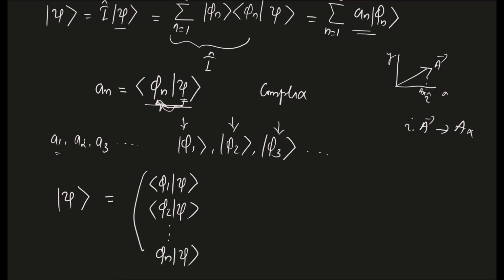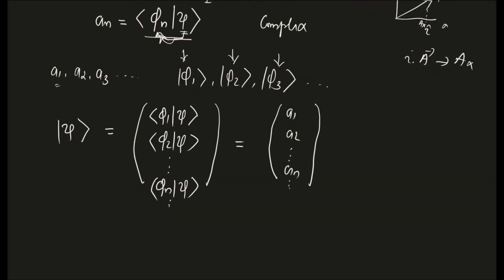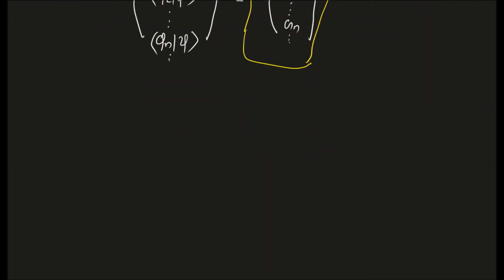Phi n, psi, etc. It can have an infinite number of coefficients. So this is basically the coefficients a1, a2, etc., like an, etc. So what I have shown is that a state vector can be represented by a column vector.